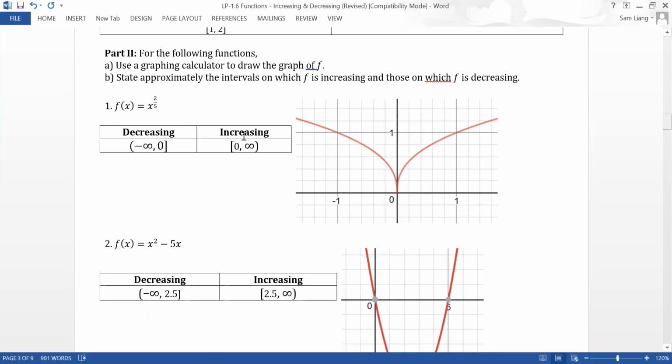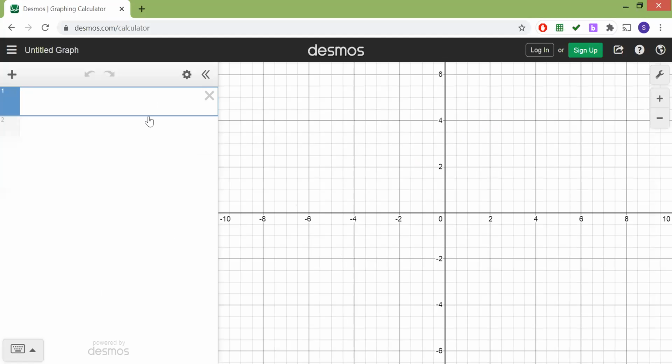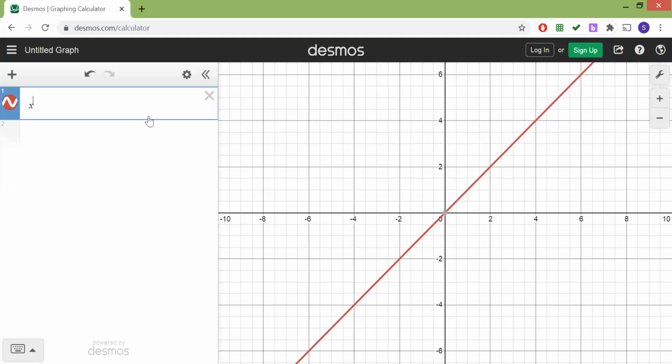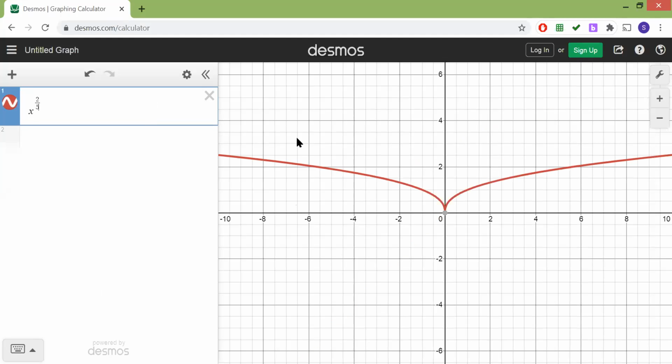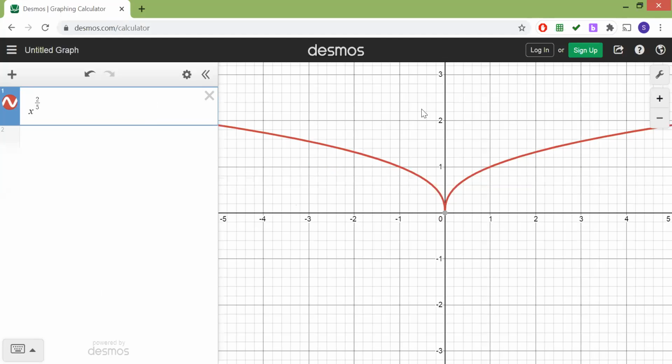Okay. All right, first question, f of x equals x to the 2/5. And here I use Desmos, and I'll show you the first one actually. So x to the 2/5. So here we are. Here I have Desmos, an online graph calculator that you can use. x to the 2/5, this is what it looks like, right? And as you can see, it's pretty much the same thing as our example earlier. Negative infinity to 0, it's decreasing, and then 0 to infinity, it's increasing.